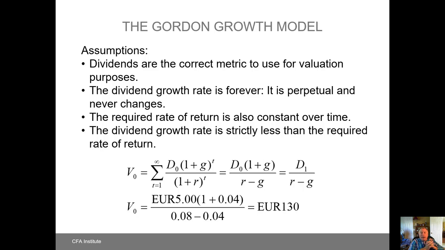The one that we use for dividends, we use that, and it's the Gordon growth model. You should pay attention to that. Dividends are the correct metric to use for valuation. The dividend growth rate is forever. It's perpetual. And the required rate of return, and it's a calculation that we have. Okay? You just need to know for dividends, we use the dividend growth model, which is the Gordon growth model.